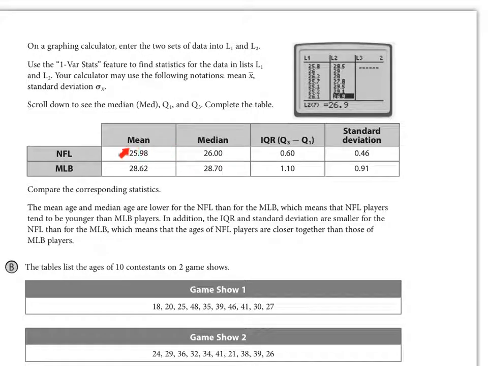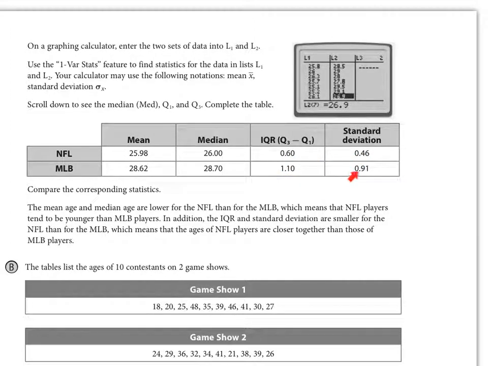So you can think about if the NFL has a mean or median, these are the ages, their average ages, that's what they mean. So here are the measures of center for the ages in the NFL, and measures of center for the ages in the MLB. Okay, so you can start to think about what that tells us. Measures of spread, well, 0.6 and 0.46.